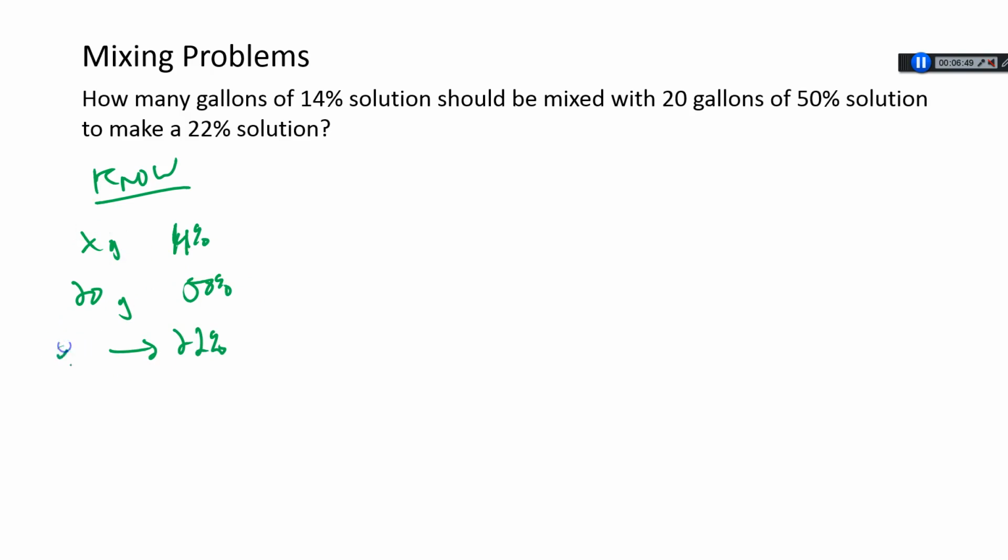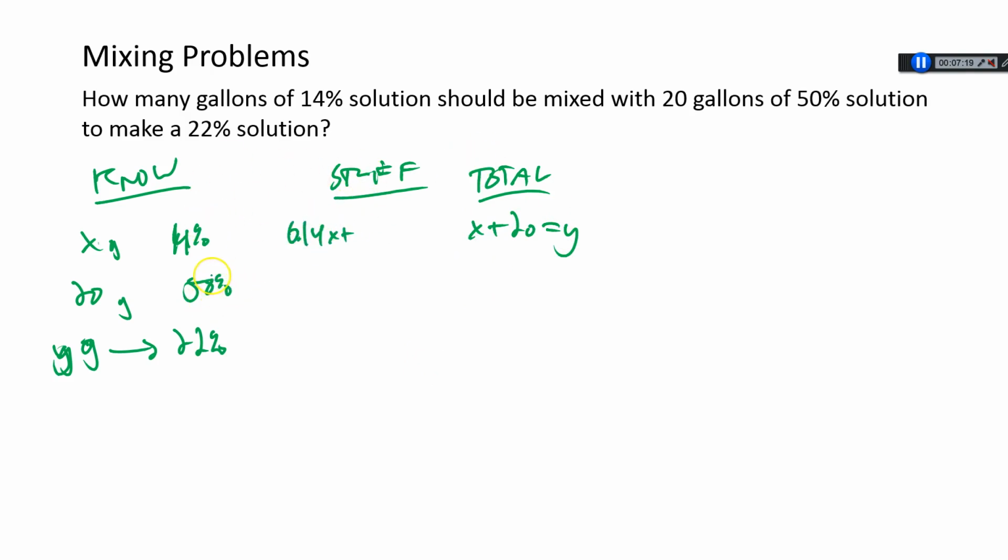It looks like that's where my other variable is, y gallons. If we have y gallons at 22%, then the numbers should work out here. So let's do our stuff equation and our total. It doesn't matter what order you do that. Total is usually easier, so x plus 20 has got to equal y. As you can see, there's always two things we don't know. Now for the stuff equation, I'll have 0.14x plus 0.5 times 20 equal to 0.22y.